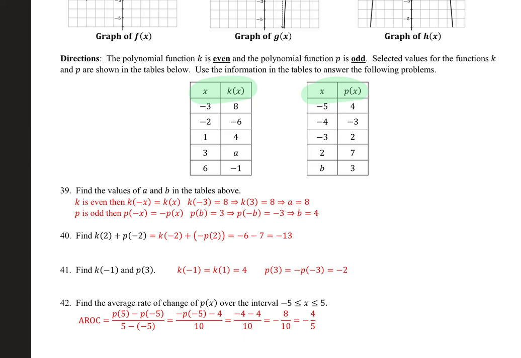Then it wanted you to find the individual k of -1, p of 3, and then it wanted you to find the rate of change from -5 to 5.